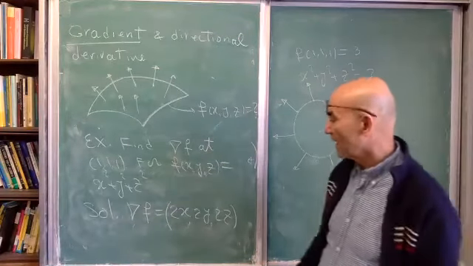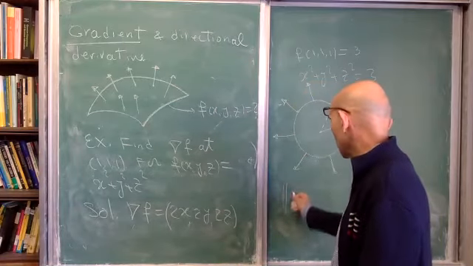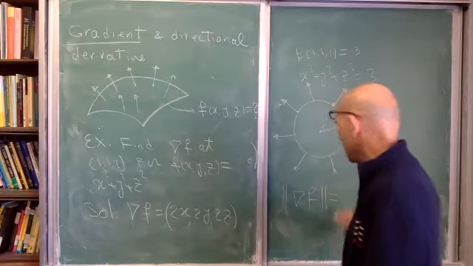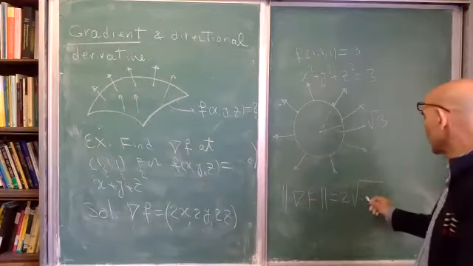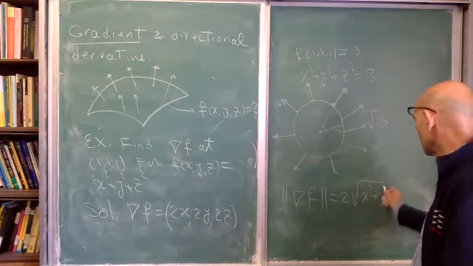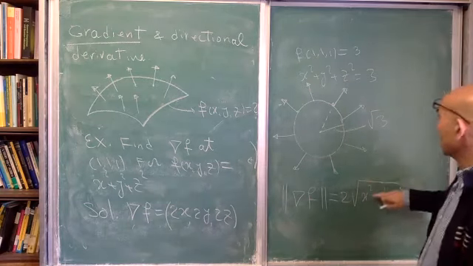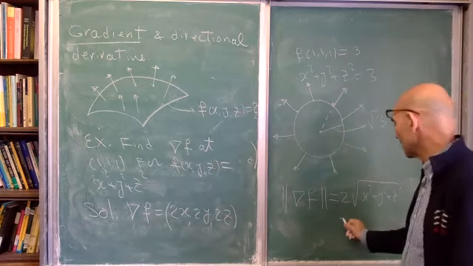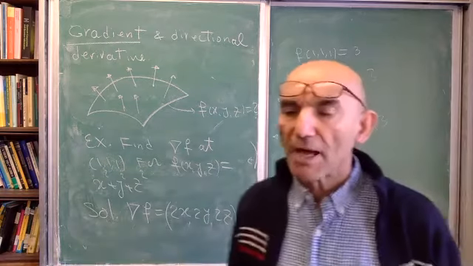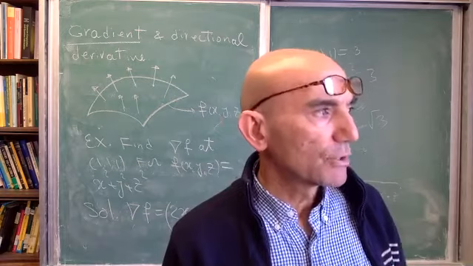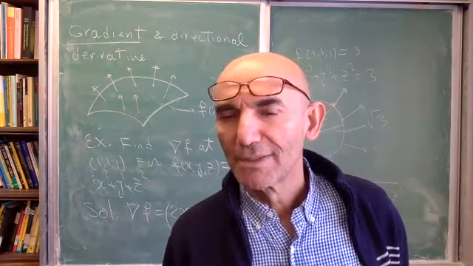But now the question is, what is the magnitude of this guy? Well, let's look at the magnitude. The magnitude of this gradient vector is equal to twice the square root of x2 plus y2 plus z2. But I know that x2 plus y2 plus z2 is equal to 3. So this is equal to 2 root 3. So we found the magnitude of this vector. It's 2 root 3. But now the question is, what is the importance of this number, right?